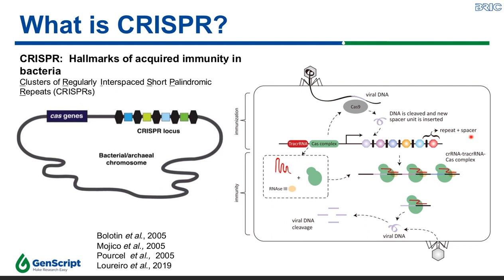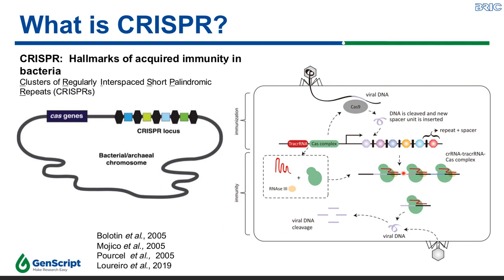Here I show you a simplified workflow of the CRISPR system in bacteria. The CRISPR-Cas adaptive immune response in bacteria consists of two phases, the immunization phase and the immunity phase. In immunization, the Cas protein forms a Cas complex that recognizes the genetic material from the virus, whether it's DNA or RNA. It then recognizes specific regions of this genetic material and cleaves it into pieces. This piece of DNA is then incorporated into the CRISPR array and forms a repeat and spacer unit.